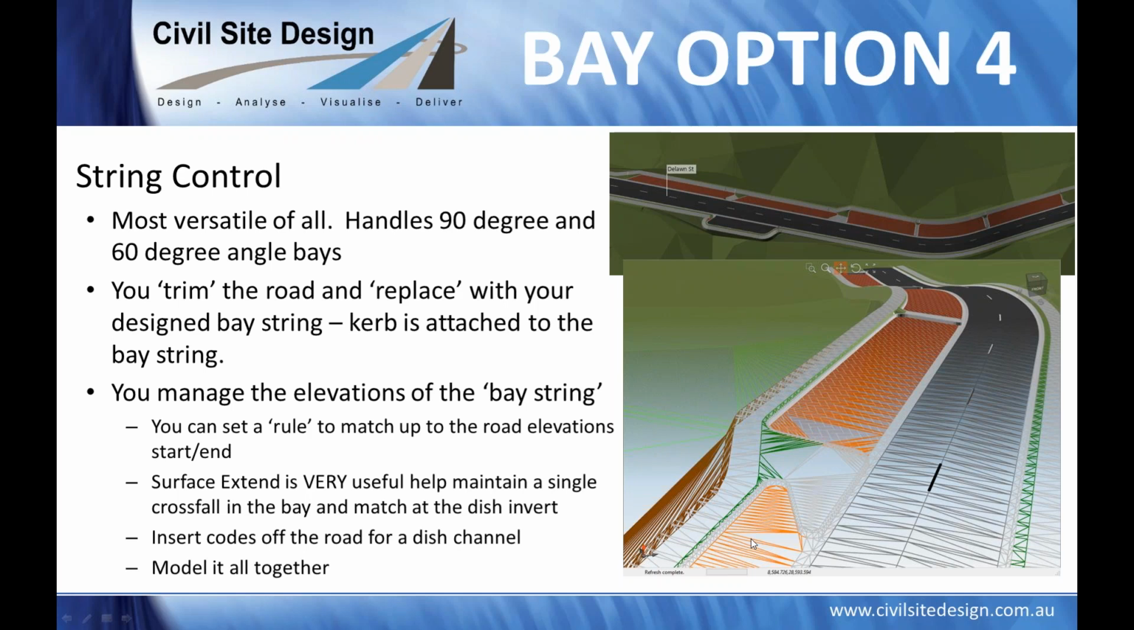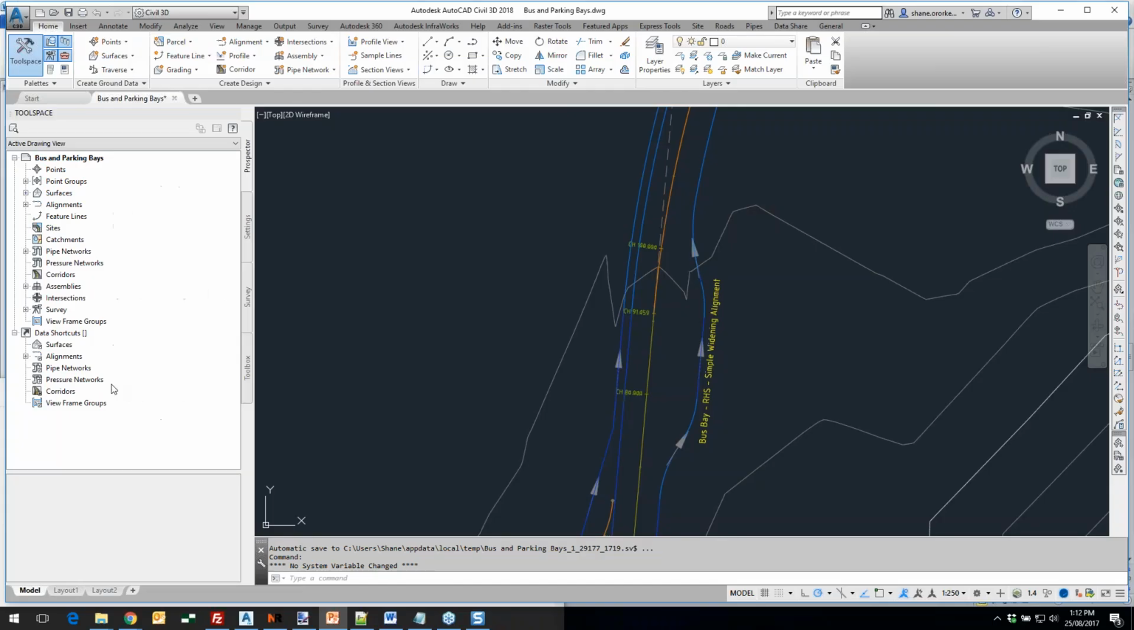Essentially, you trim out the road, you put in your dish, and then you'll have an independent string for the parking bay. There's a really cool set of tools to get some elevations that are reasonable. You can use a tool called Surface Extend. If you haven't used that tool, it can be very helpful to establish some good elevations for parking bays. So those are the 4 options that I want to put in front of you about doing parking bays. I will come back to this slide just to talk about cross sections, but let's get in and start looking at using the software.